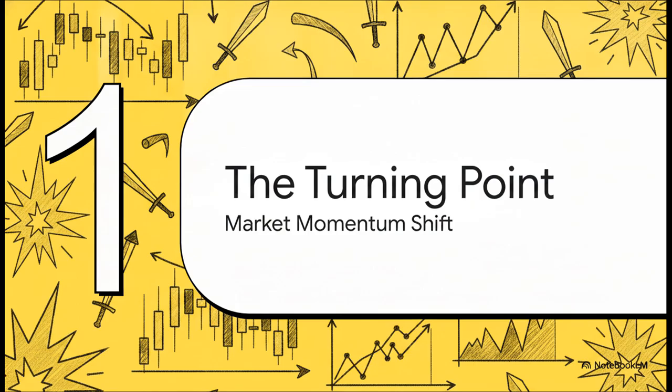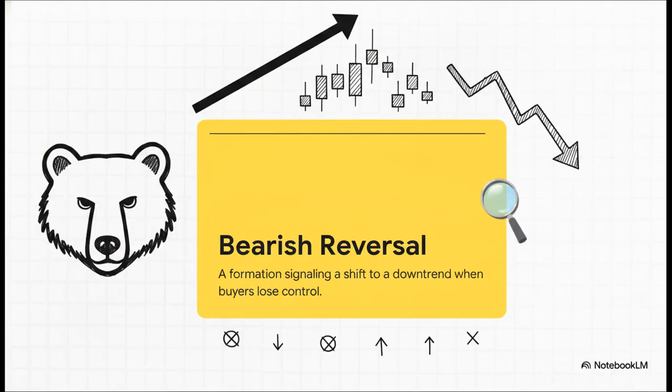So starting off with Section 1, the turning point. These formations basically act as your early warning system. But here's the catch. They only occur at the absolute peak of an established uptrend. This is absolutely crucial, you guys. You can't have a bearish reversal if you're just sitting in a sideways or consolidating market. They represent that exact flashpoint where aggressive selling pressure finally overwhelms buyer demand, giving you the ultimate signal that we're shifting from an uptrend into a downtrend.